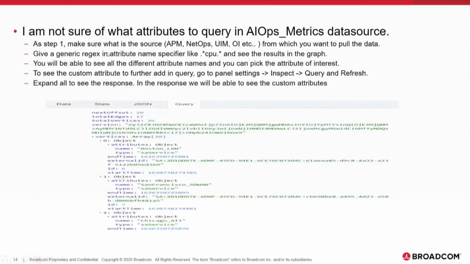So write a generic regular expression in the attribute name specifier. You'll be able to see different attribute names and you can pick the attribute of interest there. And then there will be another question like, okay, I want to know the custom attribute. How do I get it?